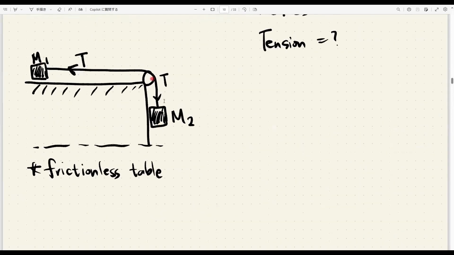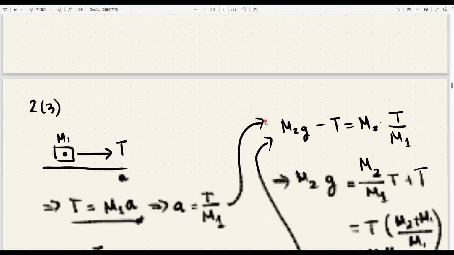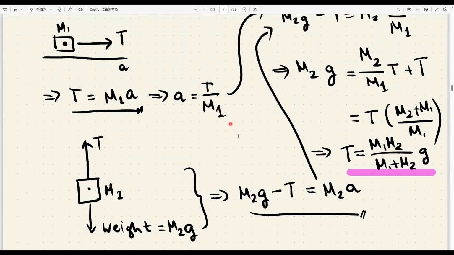Because we have one system here, if it's accelerating, however fast M1 is moving, that should be how fast M2 is moving as well. So their accelerations must be the same. Now we have these two equations, and unlike what we said earlier, we don't really care about A, but we care about T. So we're going to get rid of A. We already know that A is T over M1, so we can replace this A with that one.